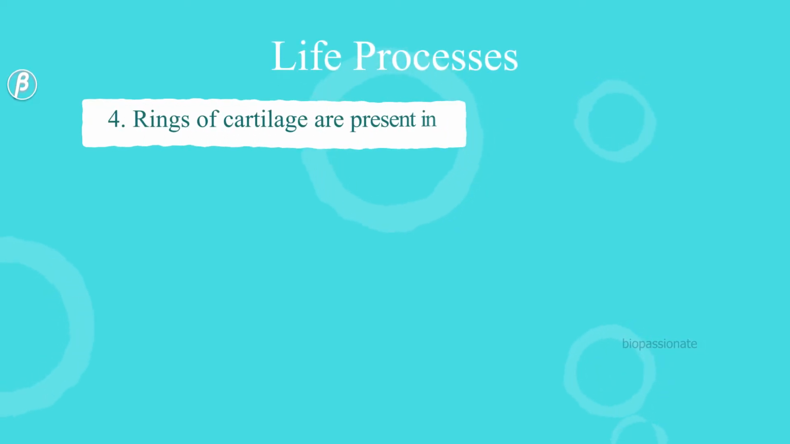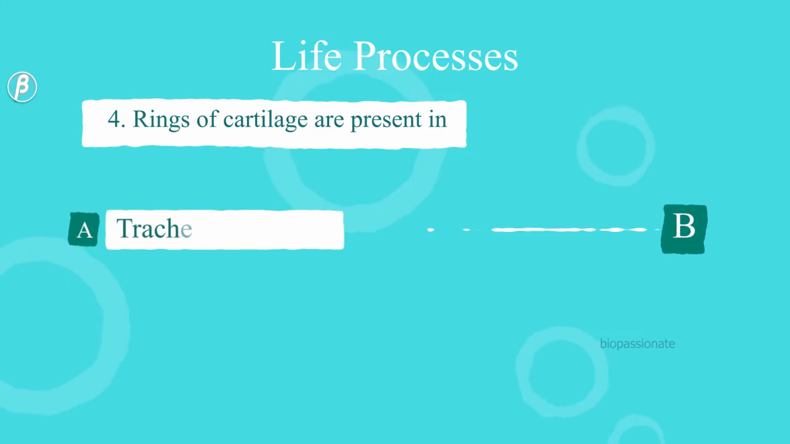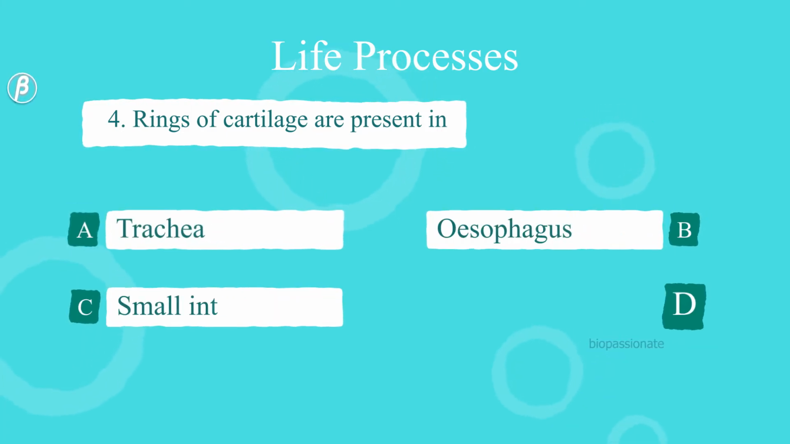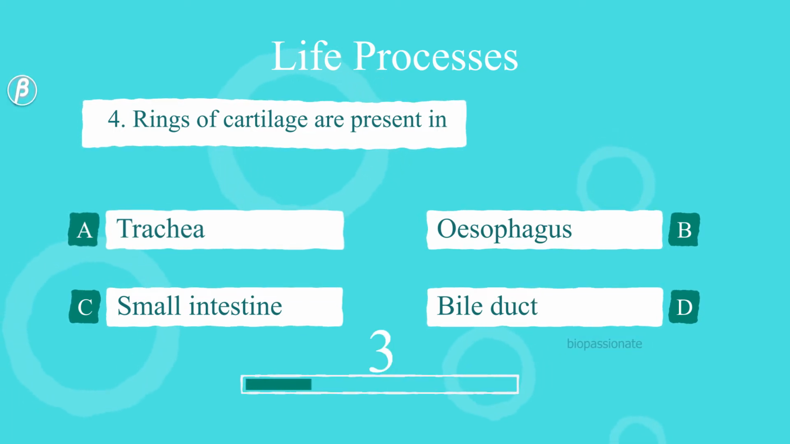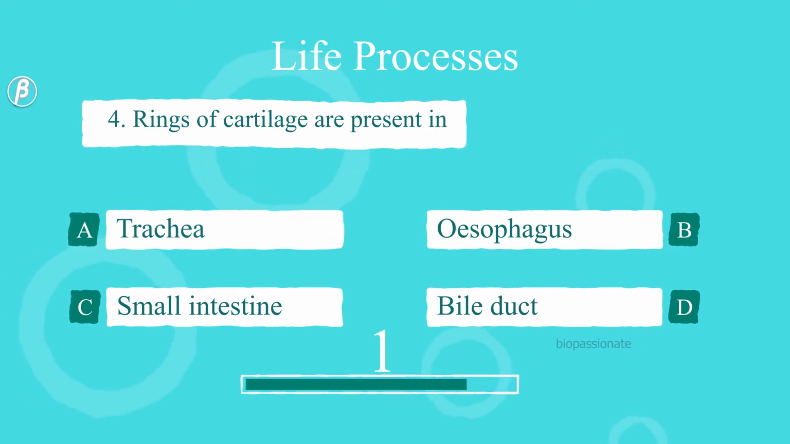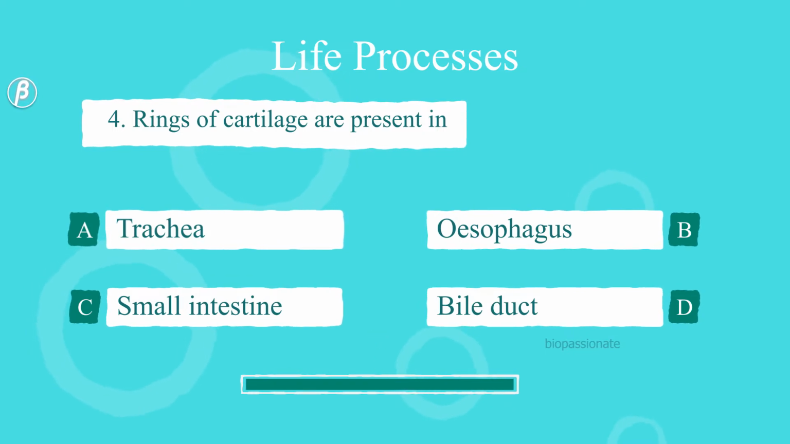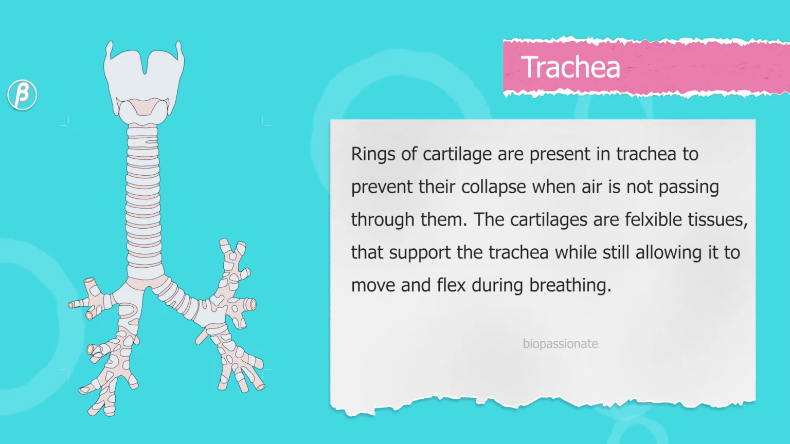Rings of cartilage are present in trachea, esophagus, small intestine, bile duct. Trachea. Rings of cartilage are present in the trachea to prevent its collapse when air is not passing through it. The cartilages are flexible tissues that support the trachea while still allowing it to move and flex during breathing.